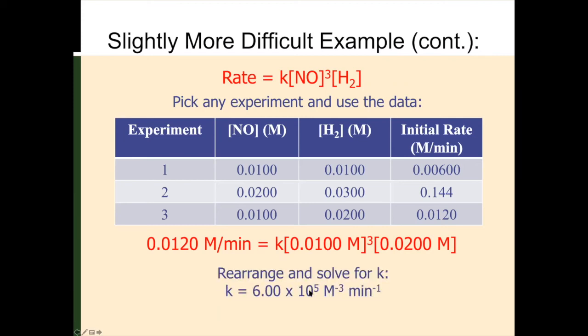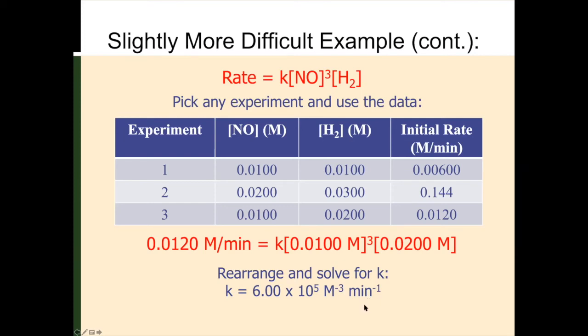Yes, indeed. Okay, so we're going to rearrange and solve for the rate constant. And if you do that math, it comes out to be 6.00 times 10 to the 5th inverse molar cubed inverse minutes. Okay? All right, so hopefully that helps you understand this method of initial rates a little bit better.